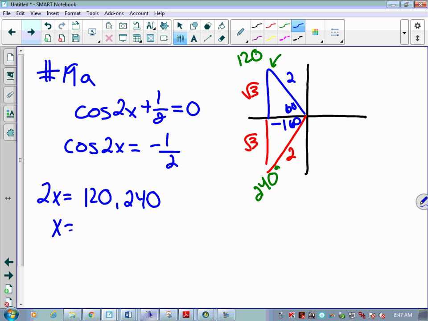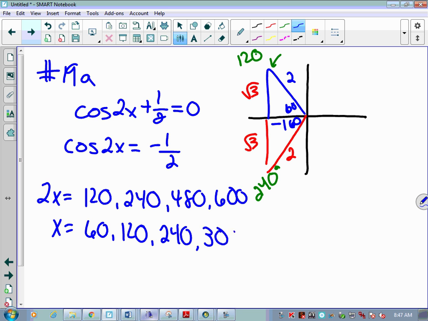Okay, but we want x, so we're going to divide those by 2. Okay, so we should get 60 and 120, which means we have room to keep going around, right? So we're going to take 120 plus 360. What is that? 480. Then we can come down here and divide that by 2 and we're going to get 240. 240 plus 360 is what? 600, which is going to leave us with 300, right?